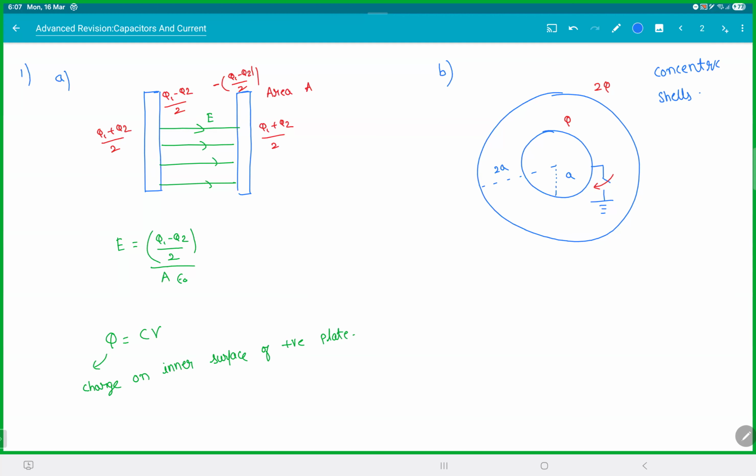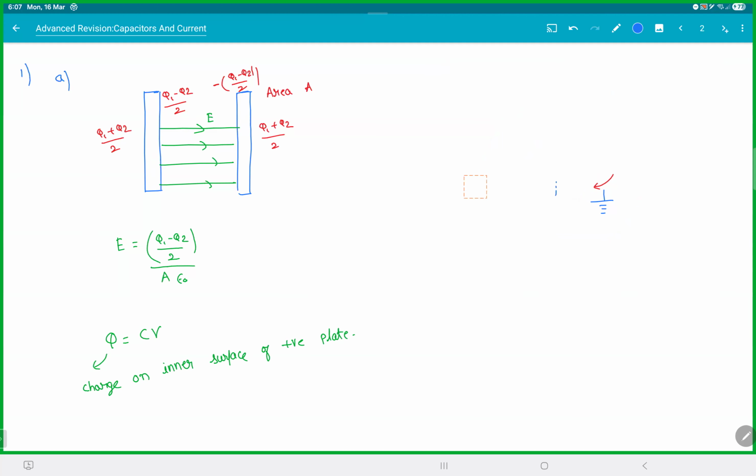When you close the switch, what happens? There is no potential difference. That means there should be no electric field between them. So this should become zero, this should become zero. The outside charges are unaffected.